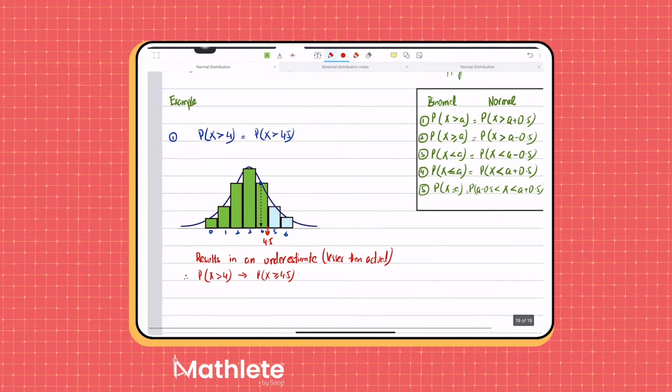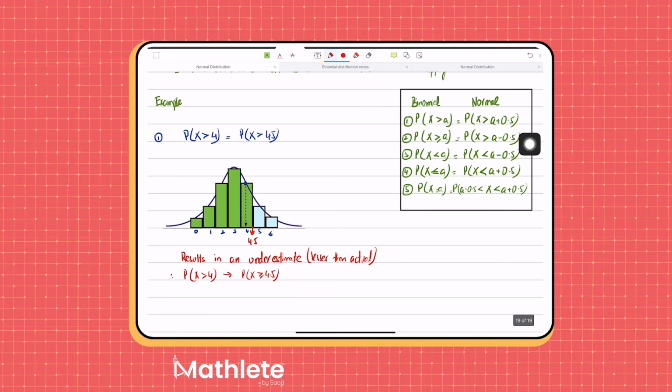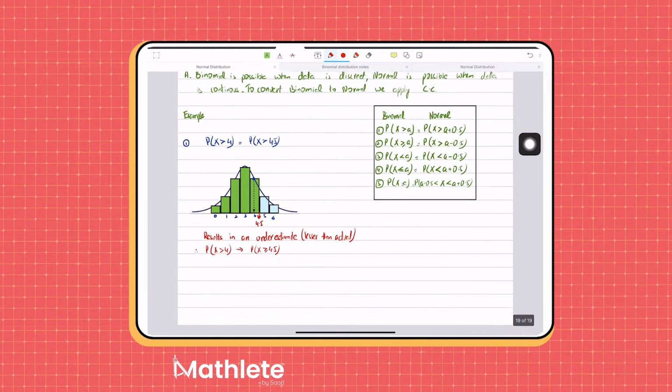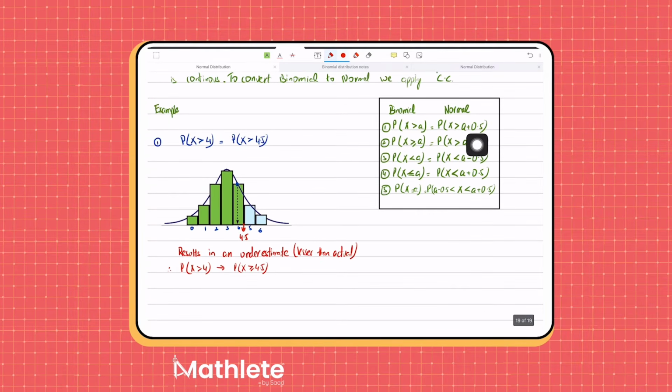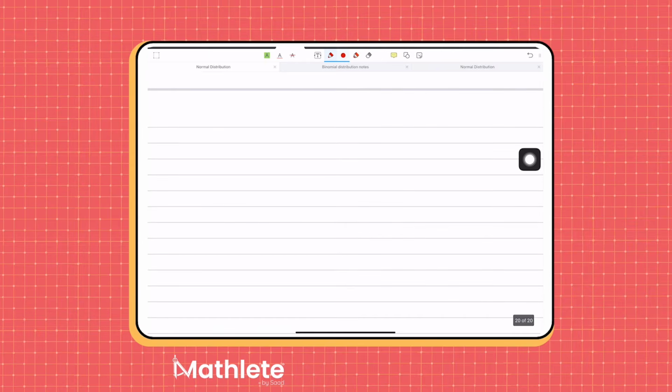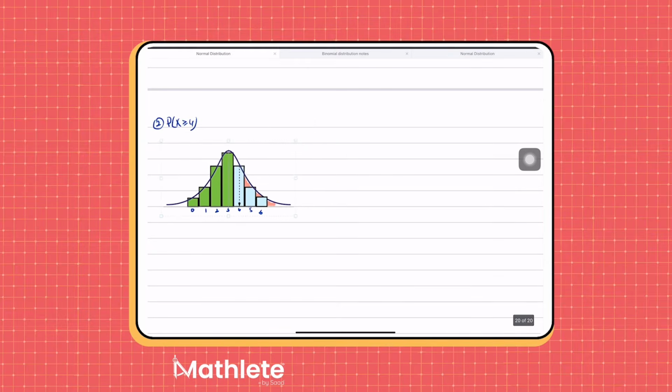For greater than or equal to, let's see why we subtract 0.5. I know this sounds a little weird, that when it's greater than we're adding, but when it's greater than or equal to, we're subtracting. This makes total sense if you go the extra mile and understand why we do what we do. Say you're asked to calculate the probability of x being greater than or equal to 4. Let's see what that means.